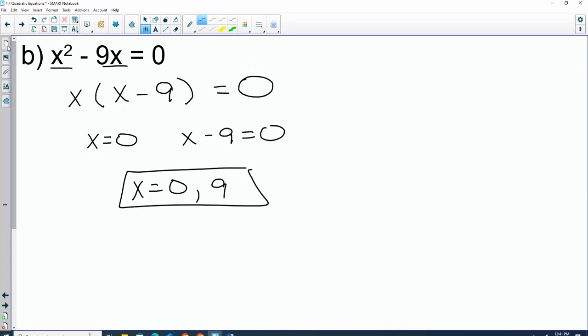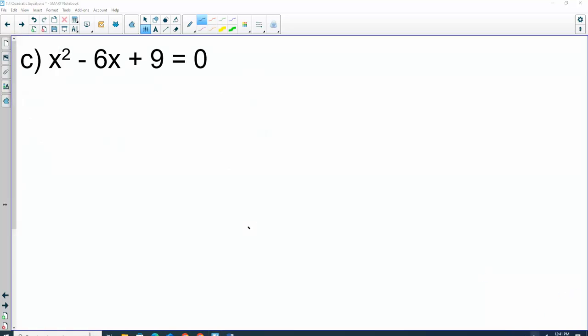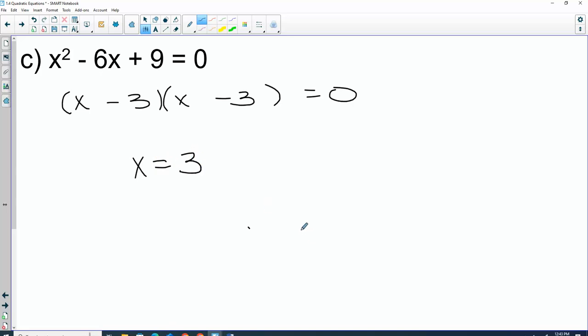Alright, I want you guys to do a problem. It's already equal to 0. Multiply to 9 and add to -6. What would that be? Okay. So you guys get x to equal 3.